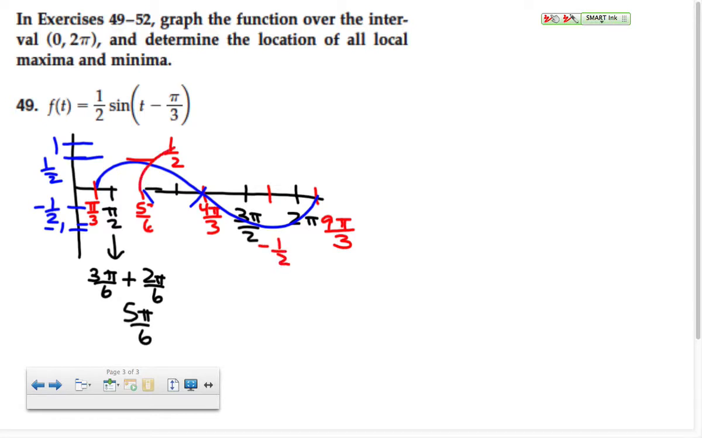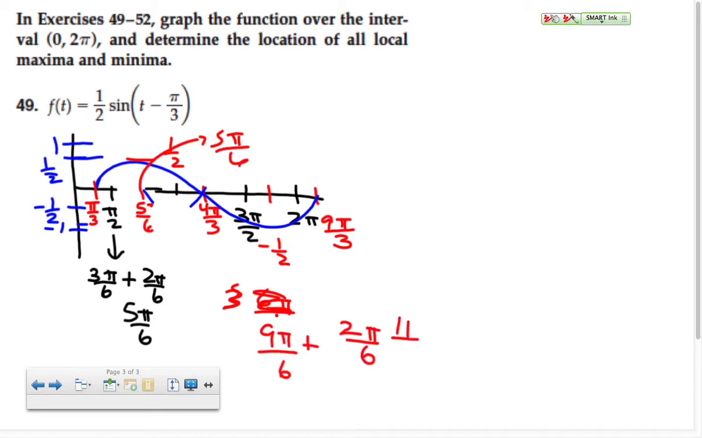And what's the x value? Okay, so the x value for this one is 5 pi over 6, and we'll go ahead and find this one since I didn't do it before. 3 pi over 2 is the same thing as 9 pi over 6, if I multiply by 3. Pi over 3 is 2 pi over 6. Plus that is 11 pi over 6. So the x value for my -1/2 here is 11 pi over 6. That's it, I promise I'm done.